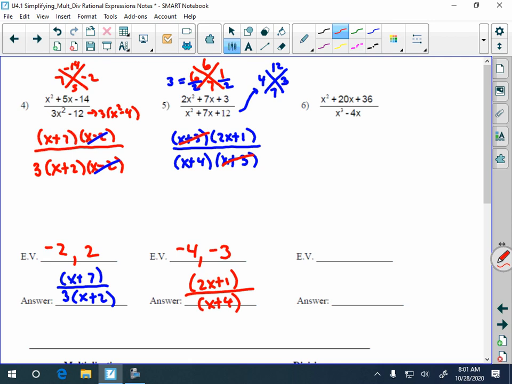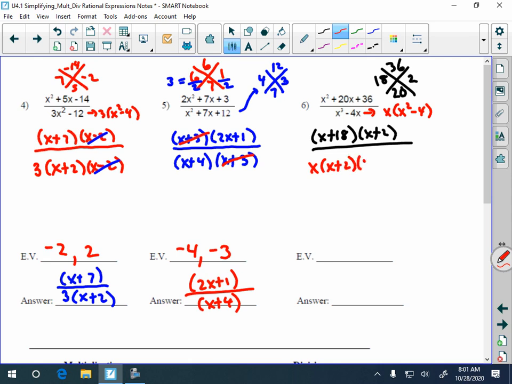All right, number 6. We have a trinomial again, so we have to use the x. 36 on top, 20 on the bottom. Let's see, what's that? 18 and 2, I believe. Yep. So x plus 18, x plus 2 on top. On the bottom, we're going to pull that GCF out. I can see that they both have x's. I'm going to pull the x out. I'm left with x squared minus 4. Again, x squared minus 4 is a difference of squares, so that's going to go further. x plus 2 and x minus 2.